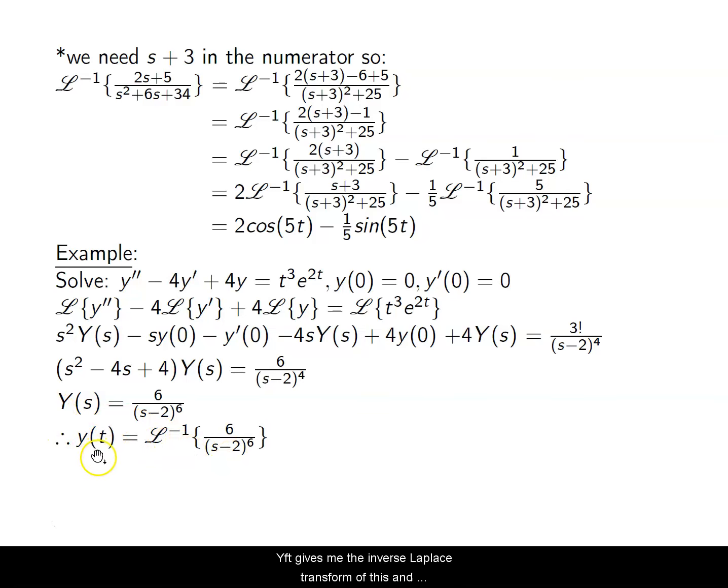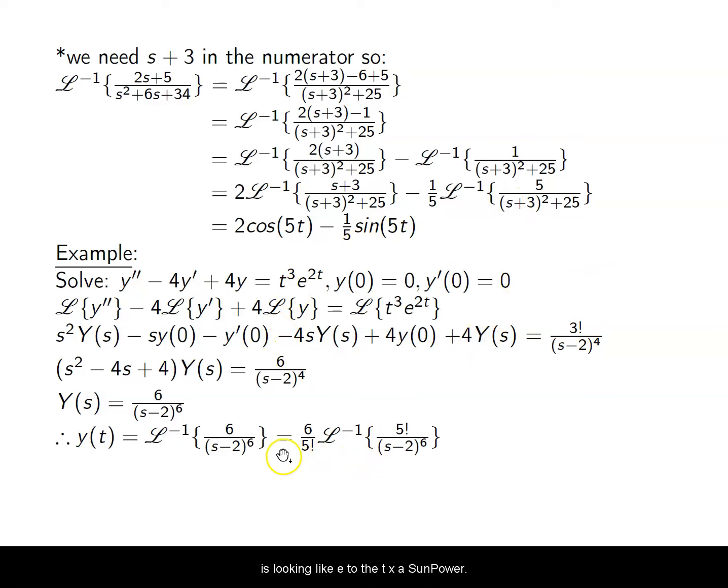So I can try to take this and apply my inverse Laplace transform, okay? So y of t gives me the inverse Laplace transform of this, and I can just start to simplify this thing, right? So I can do my little deal where I pull out the constant of 6, multiply times 5 factorial over 5 factorial, because again, this is looking like e to the t times a t to some power, right? So here, this is actually t to the 5th power, e to the 2t times my constant, right?